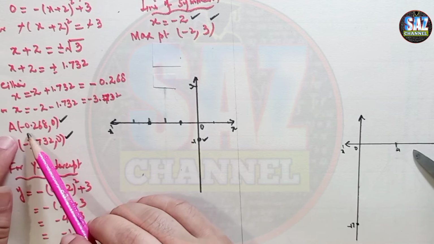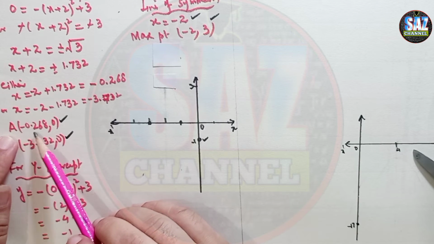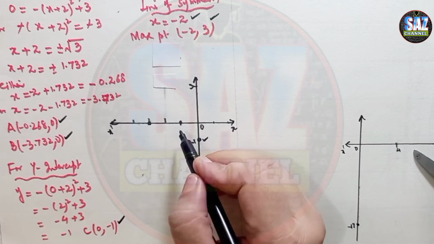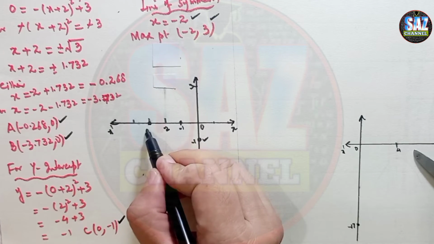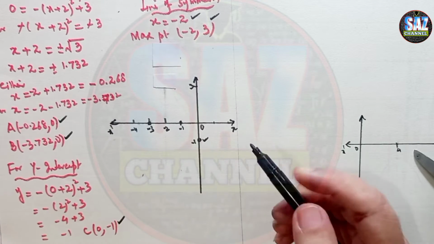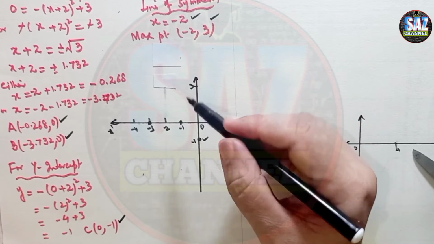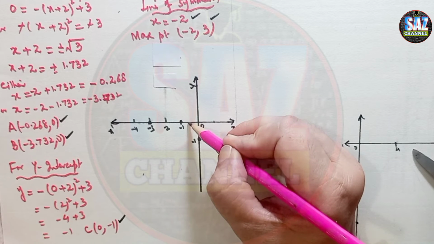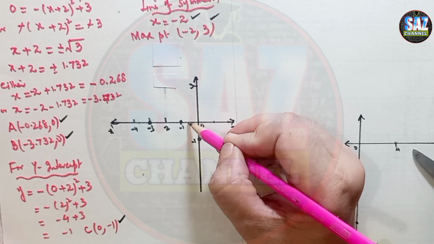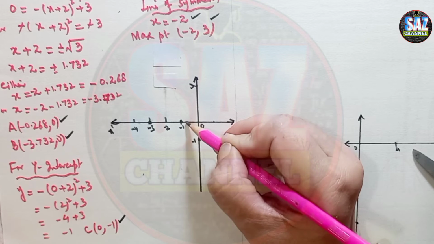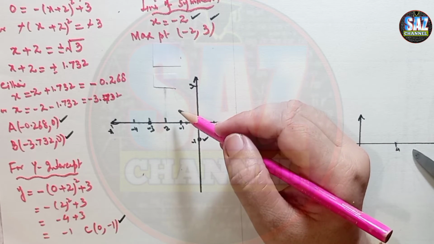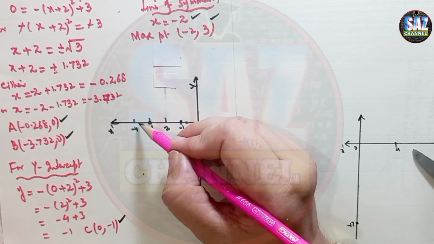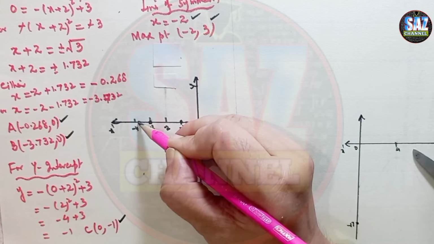The first x-intercept is minus 0.268. Okay, let me mark the numbers here. This is minus 1, minus 2, minus 3 and minus 4. So minus 0.268 will be coming at about 0.25, so it will be coming over here, and then minus 3.73, this is 3, and right in between this is 3.5, so it will be coming over here slightly.